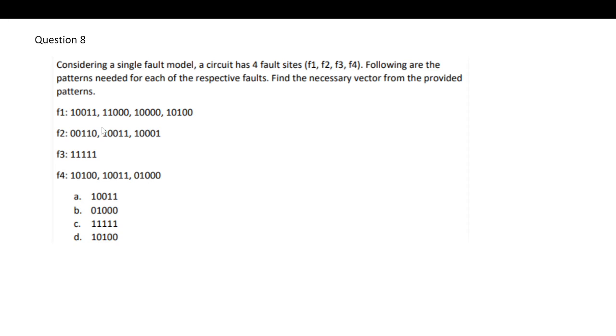Now, next question. Considering a single fault model, a circuit has 4 fault sites. Following are the patterns needed for each of the respective faults. Find the necessary vector from the provided patterns. So, what is the necessary vector from these patterns?